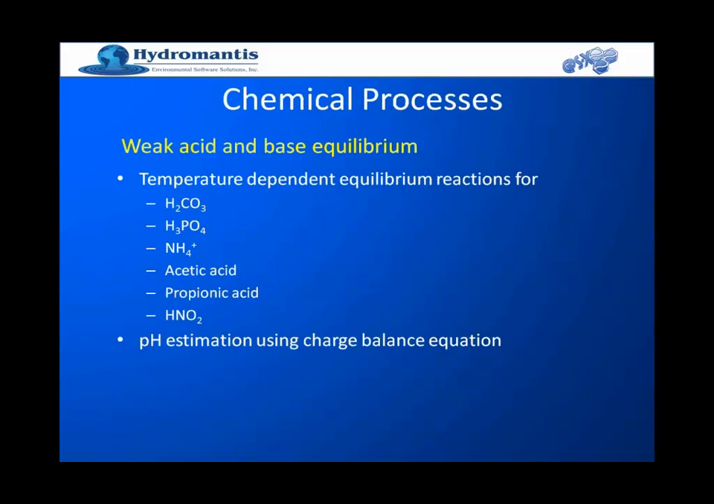Coming to the chemical processes, we have weak acid and base equilibrium reactions, which incorporate different species like carbonic acid speciation, phosphoric acid speciation, ammonium ion speciation, acetic acid, propionic acid, and HNO2. So speciation of all these compounds is calculated based on equilibrium reactions, and based on that we develop a charge balance equation, which is an algebraic equation, and solve for pH in the model.